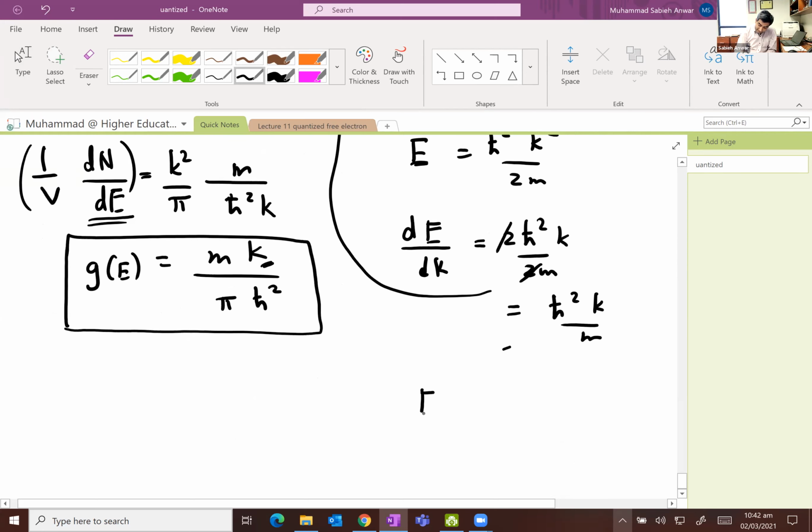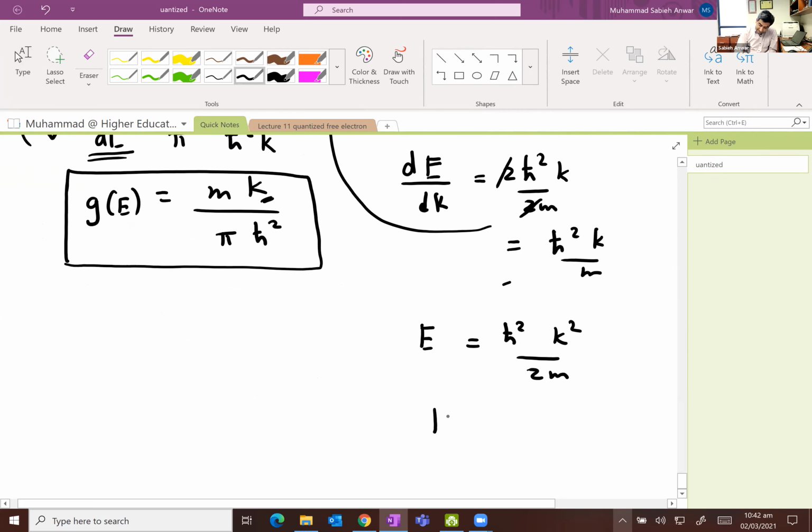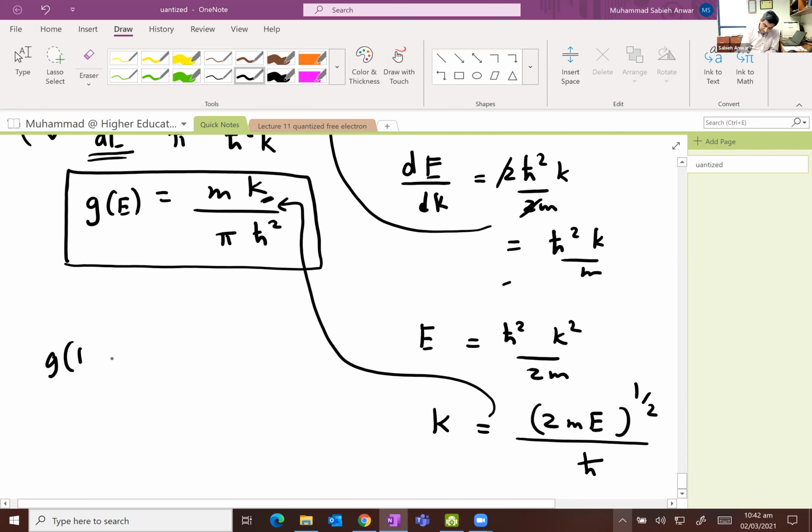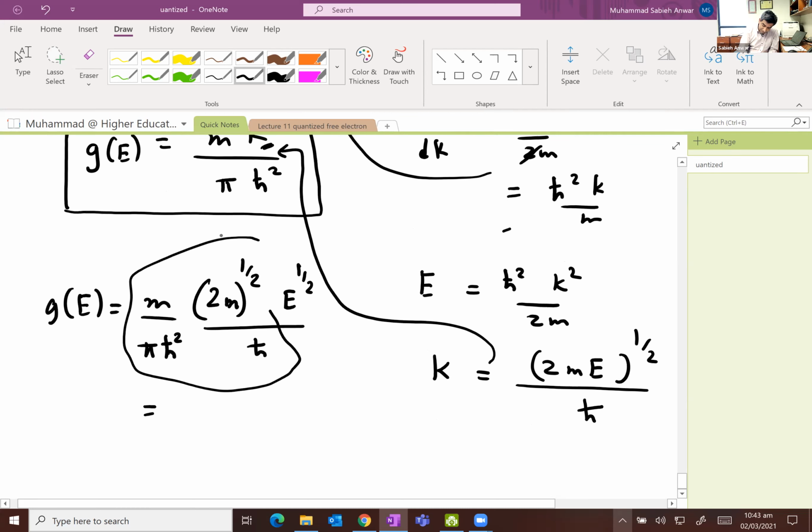So I know that E equals h bar square k square over 2m, so my k equals square root of 2mE over h bar. So I just insert this into here. My g(E) becomes m over pi h bar square times square root of 2mE over h bar. So I'm left with some constant here, all of this is a constant. Let's call this C. Bingo.